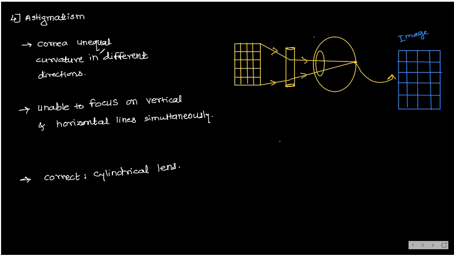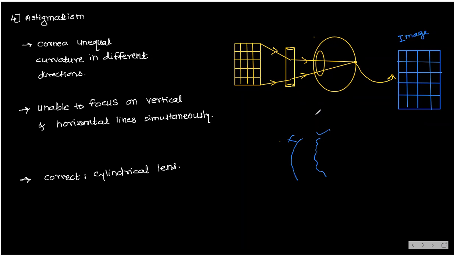See, astigmatism means the cornea, this part is there now. This has unequal curvature in different directions, means this curvature is not equal. So the person is unable to focus on horizontal and vertical lines simultaneously due to that uneven curvature. For example, suppose this is a cornea, so it is something like this, a little bit of unequal curvature.